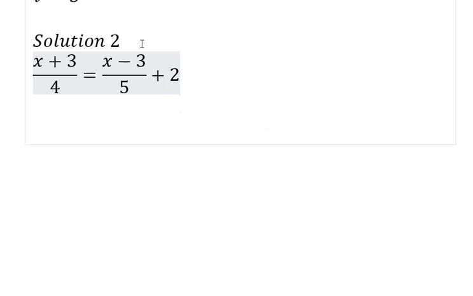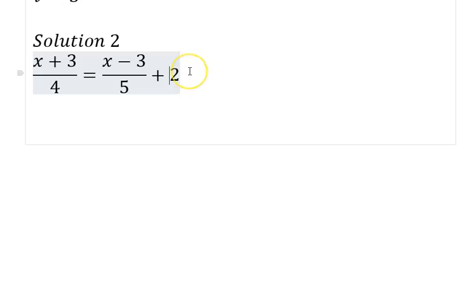Beautiful. Now, looking at this, let's see what we can do. We have x plus 3 over 4 equals x minus 3 over 5 plus 2.